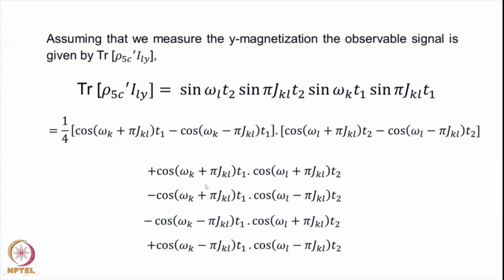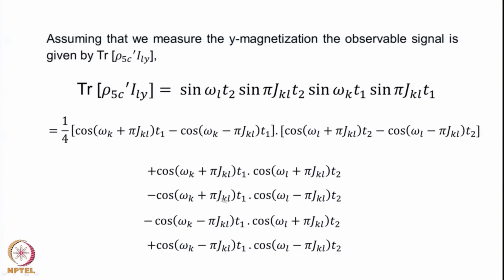So, this into this gives me cosine omega k plus pi j k L T1 into cosine omega L plus pi j k L T2. Okay. And this into this will give me minus cosine omega k plus pi j k L T1 into cosine omega L minus pi j k L T2. And now this into this, once again with a minus sign, gives me cosine omega k minus pi j k L T1 into cosine omega L plus pi j k L T2. Then finally this into this gives me plus cosine omega k minus pi j k L T1 and cosine omega L minus pi j k L T2.